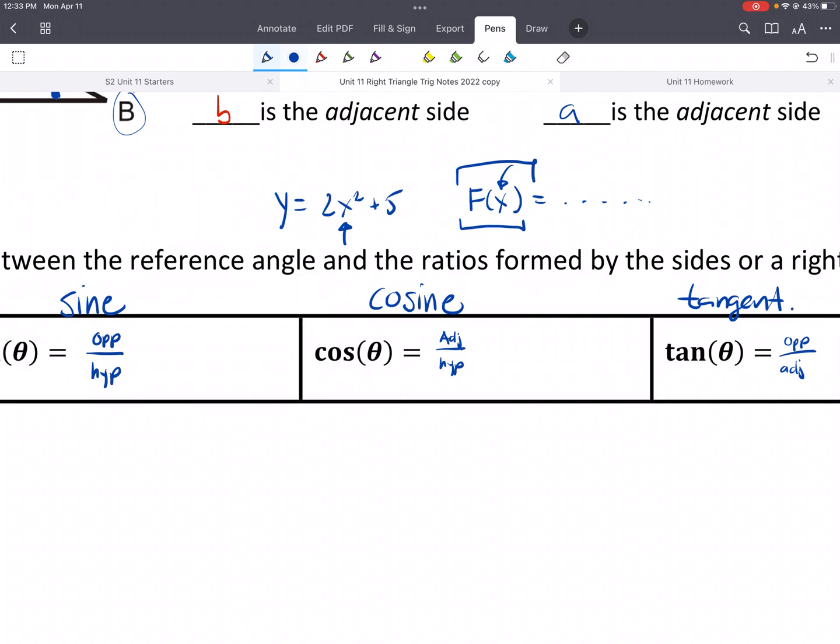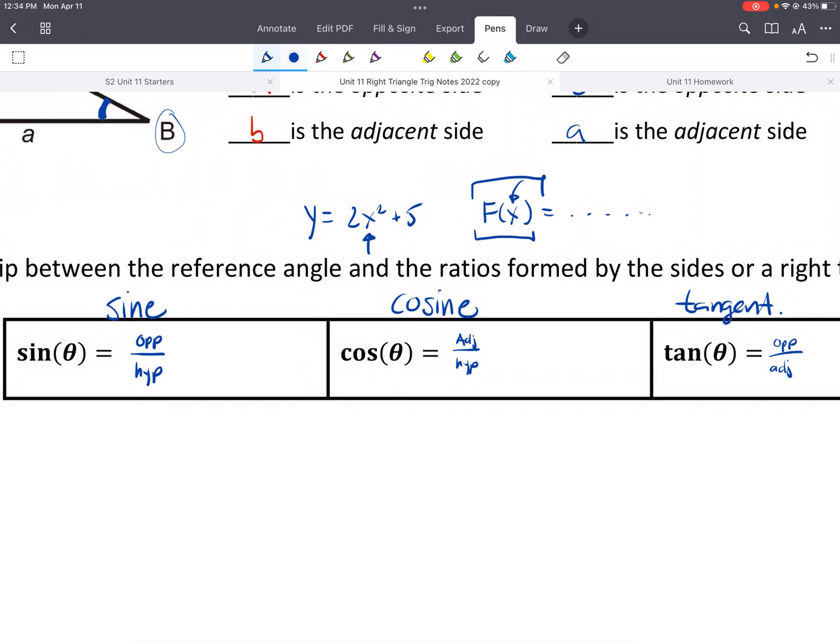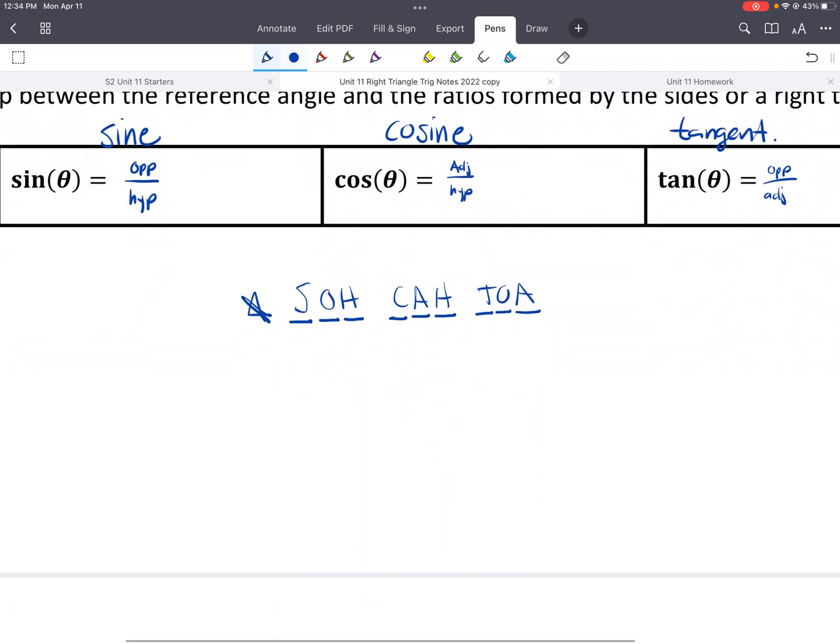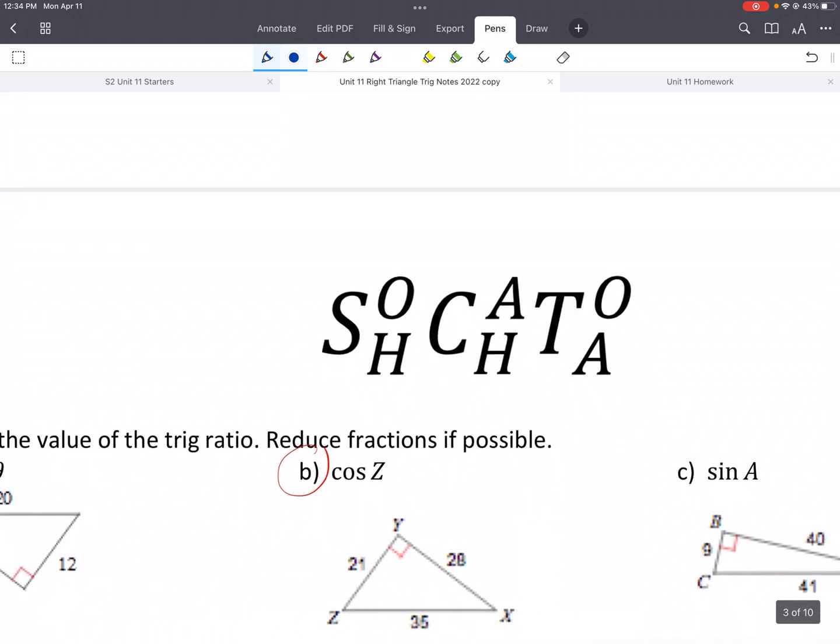All right, you're going to need to have these memorized in order to do some of these problems. A good way to remember is SOH, CAH, TOA. This is sine of theta is equal to opposite over hypotenuse. Cosine of theta is equal to adjacent over hypotenuse, and then tangent of theta is equal to opposite over adjacent. So, SOH, CAH, TOA. You'd probably want to try and memorize that if you can.